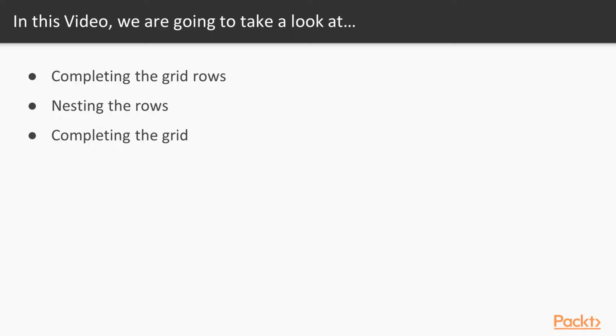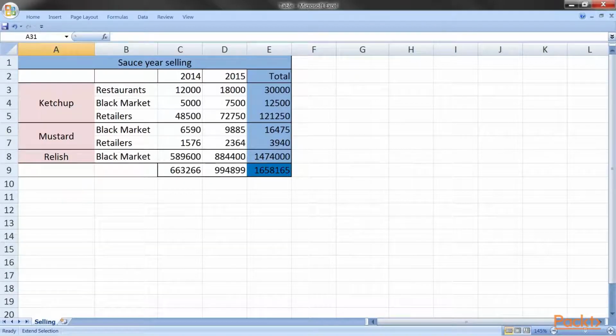In this video, we are going to complete the grid rows, then nesting rows, and finally, complete the grid. The Bootstrap framework relies on its grid system. Bootstrap offers components that allow us to structure a website in a responsive grid layout. We have created an electronic square sheet table that is divided into many rows and columns.